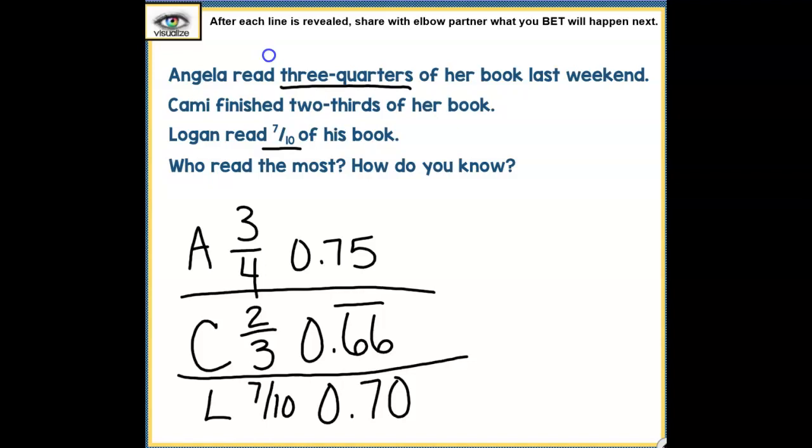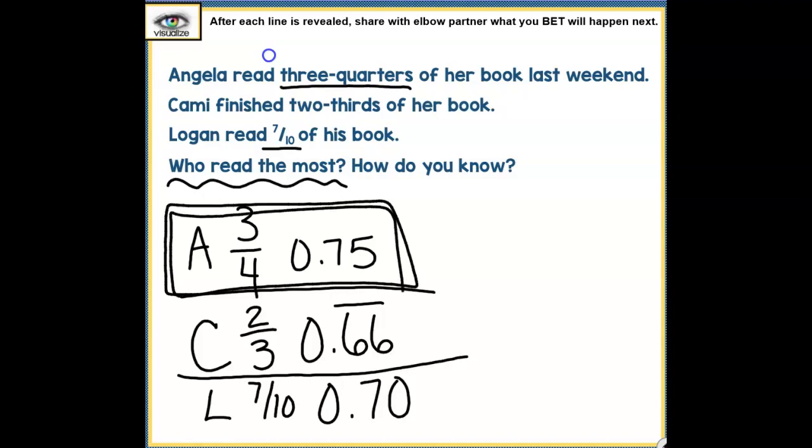So can I compare them? My question was, who read the most? Which answer would be the most? Our answer would be Angela read the most. How do we know? Because 75 hundredths is greater than 70 hundredths and 0.66666 repeating.